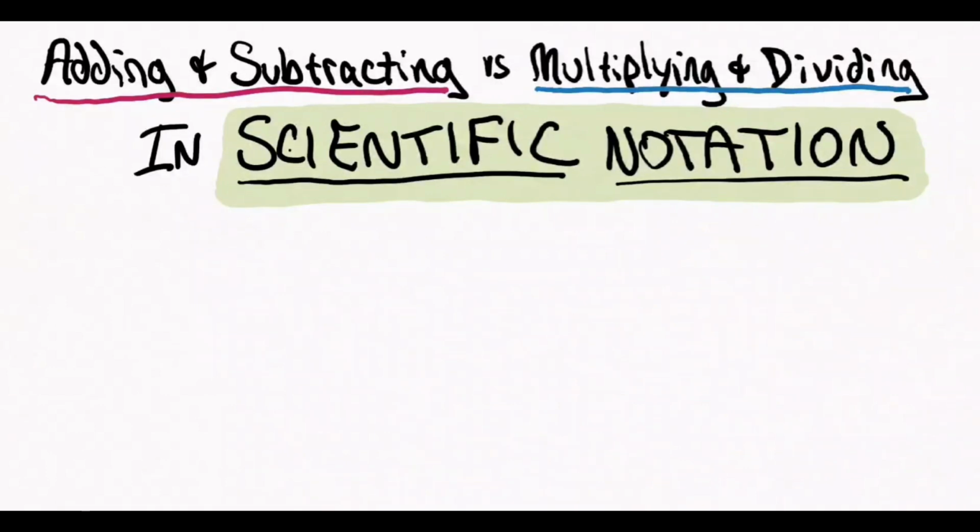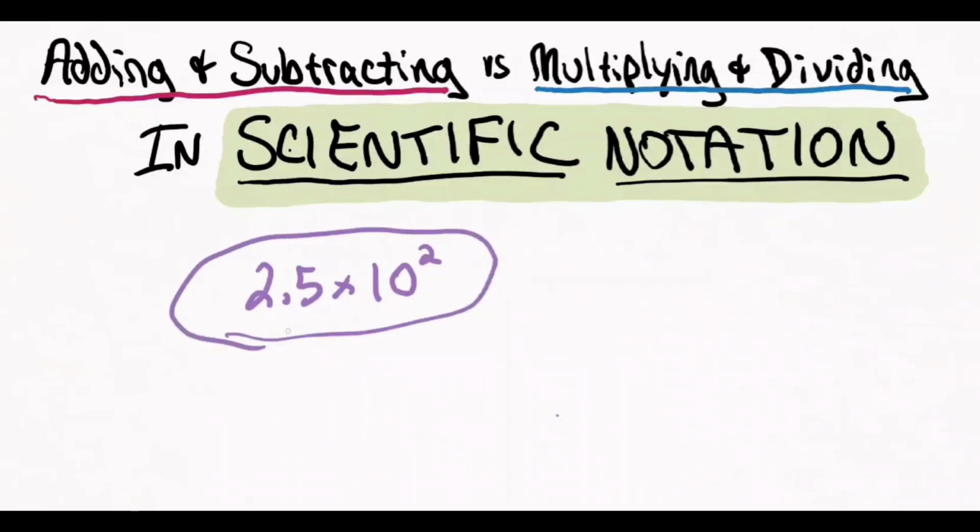So, adding and subtracting versus multiplying and dividing in scientific notation. This is sort of confusing for people at first because you end up getting everything turned around in your head and you do the wrong thing on the wrong format, on the wrong equation. Scientific notation would be, for example, 2.5 times 10 to the second. If you don't know how to do scientific notation, check out my scientific notation in 2 minutes or less. It's on TikTok and it's also on YouTube. So this would be scientific notation.